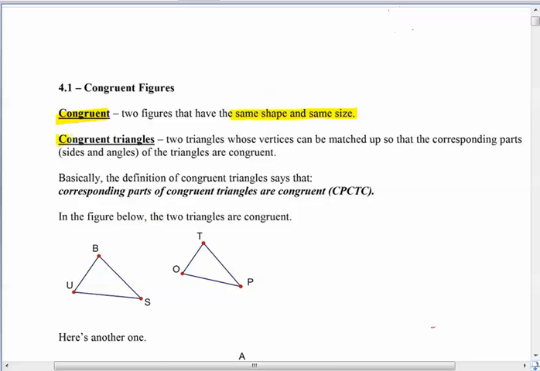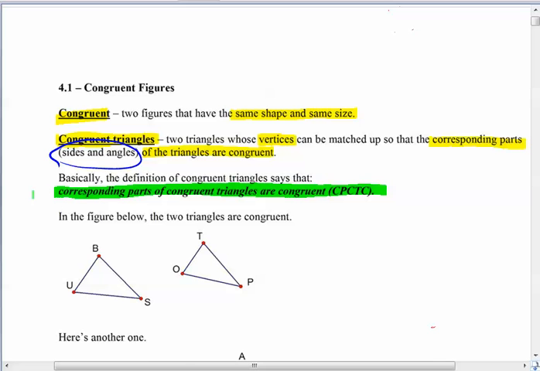So the second thing that I have here defined is congruent triangles. Two triangles whose vertices can be matched up so that the corresponding parts of the triangles are congruent. Now when I'm talking about the parts of the triangle, I mean, of course, sides of the triangle and angles of the triangle. The next thing that I've got in bold face here is going to be a very important part of this chapter, and it's the idea that corresponding parts of congruent triangles are congruent.